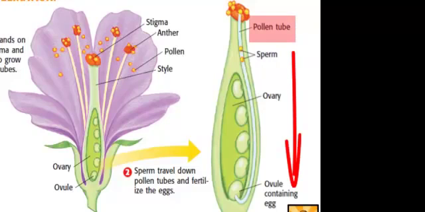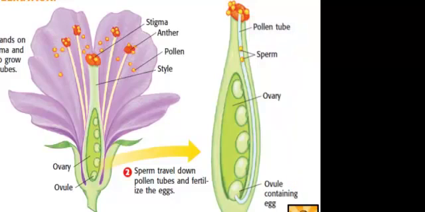the ovary. Now, once the sperm gets into the ovary, it's going to go into the ovules and fertilize the ovules. Once the ovules are fertilized, the ovary will eventually become a fruit, and then the ovules will turn into seeds. So by definition, any fruit that you eat has to have seeds in it.